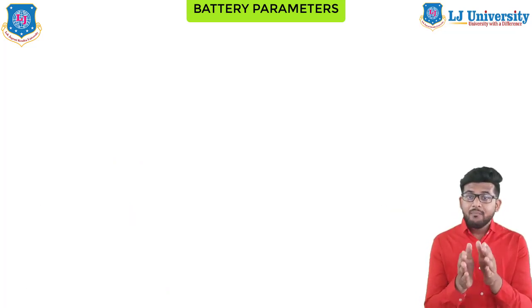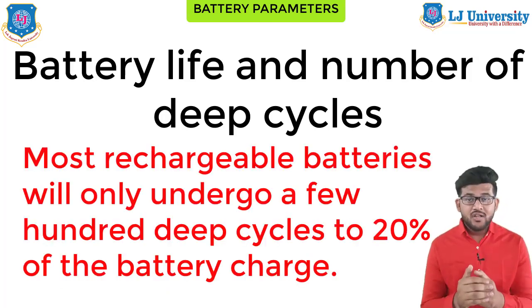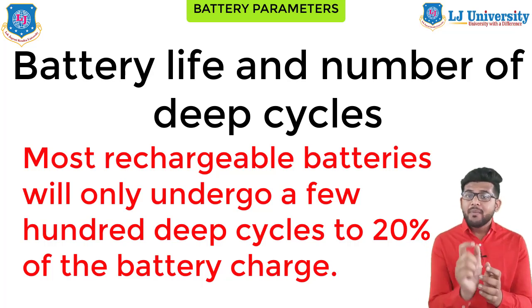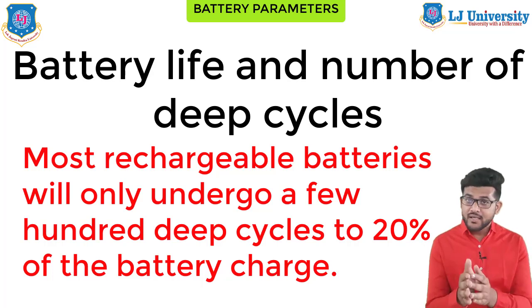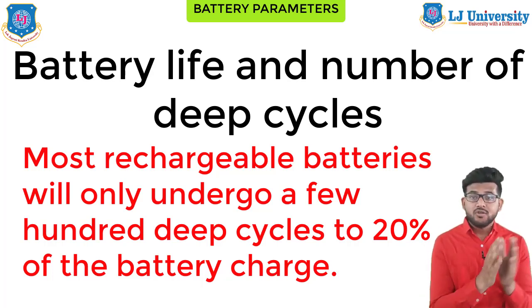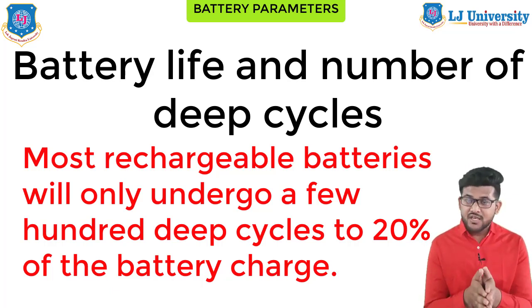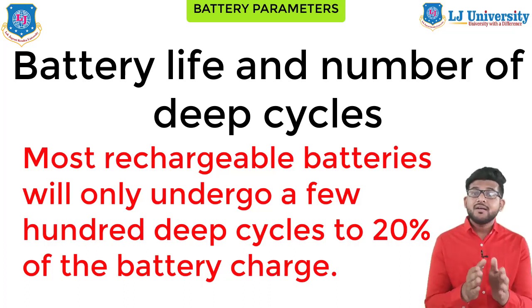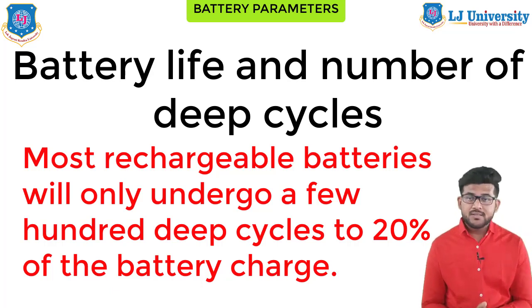Now, battery life and number of deep cycles. This is also one parameter. Most rechargeable batteries will only undergo a few hundred deep cycles to 20% of the battery charge. However, the exact number depends on the battery type, on the details of the battery design, and on how the battery is currently being used. This is a very important figure in a battery specification, as it reflects the lifetime of the battery, which in turn reflects in an electric vehicle's running cost. So these are the main parameters of the battery.